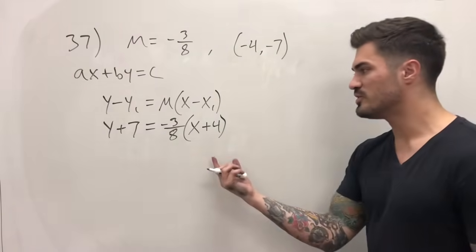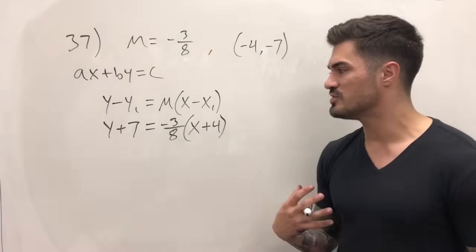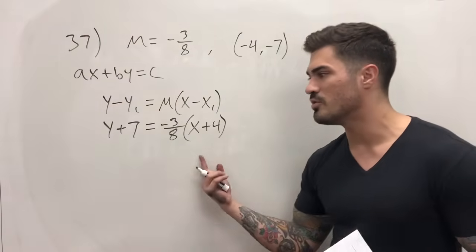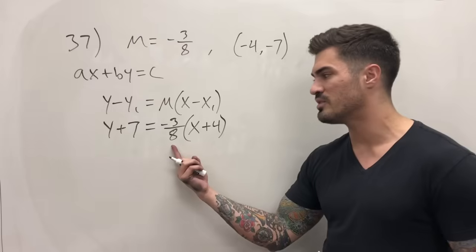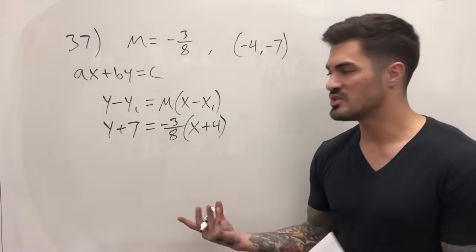So now there's a couple different ways. You can go and distribute this and work that out, but what I'm going to personally do that I feel is the best choice is to multiply both sides by 8, because that'll get rid of this fraction and make it just easier to deal with.